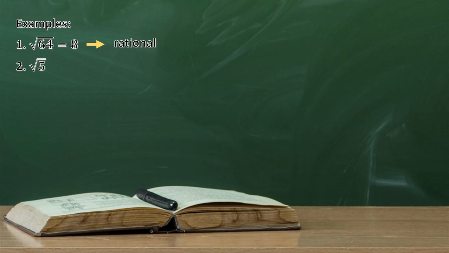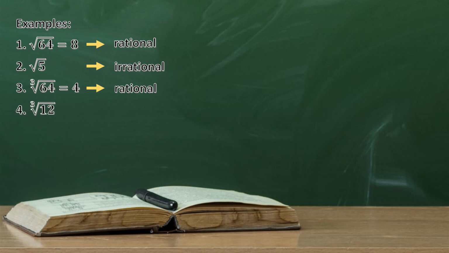Number 2, square root of 5. Since there is no square root of 5, then it's called an irrational number. Number 3, cube root of 64 is equal to 4. Since there is a cube root of 64, then it is rational. Number 4, cube root of 12. Since 12 has no cube root, it's called irrational. Lastly, we have the 7th root of 25, and there is no 7th root, so it is also called an irrational number.